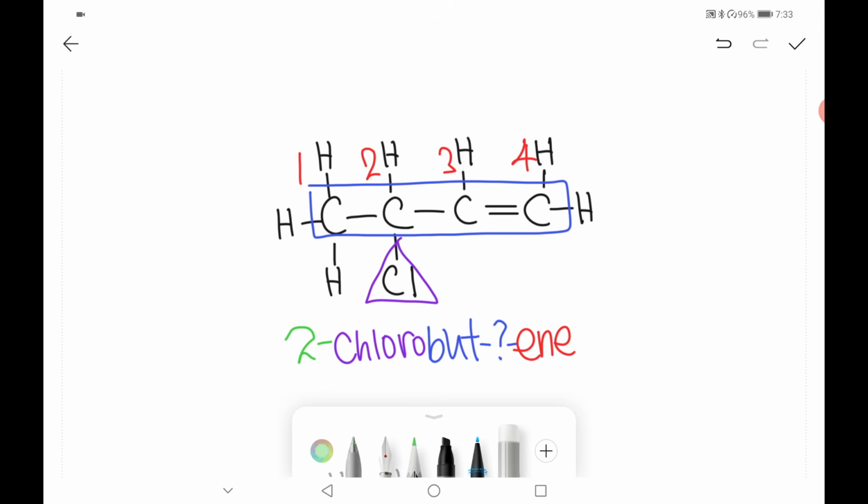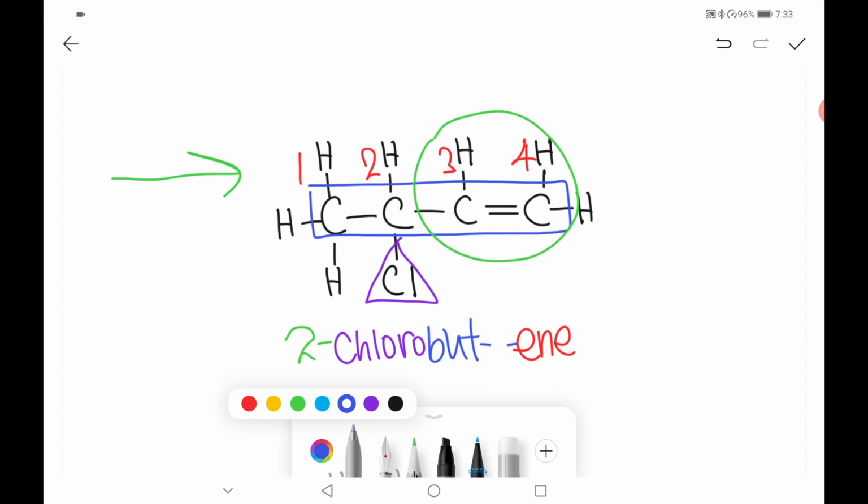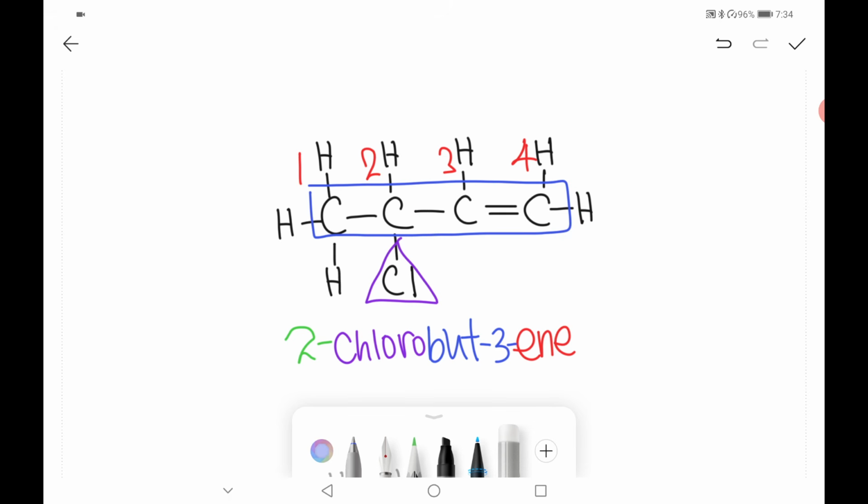Only use one direction. So now if I count from the left to the right, the double bond is between the third and the fourth carbon. We need to choose the smaller number. So what is the smaller number here? The smaller number is 3. 3 is smaller than 4. So the number here is supposed to be 3. Now the name is 2-chloro-but-3-ene.